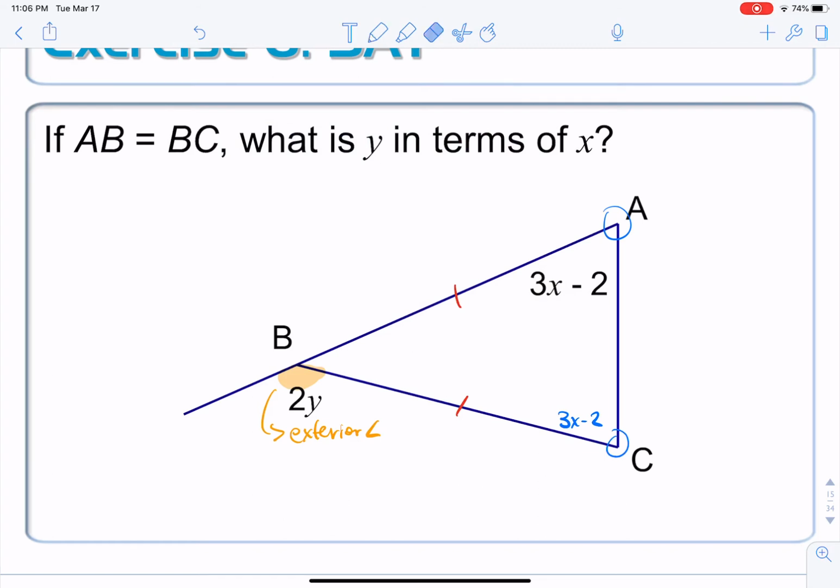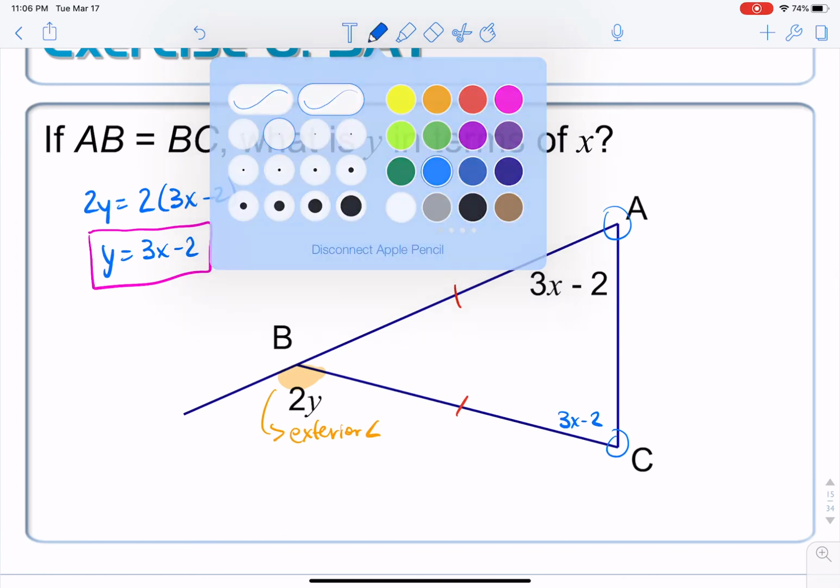In other words, 2y should be equal to 3x minus 2. Oh, actually, it's both the same. So I'm just going to write this as 2 times 3x minus 2. I wrote it that way because now what I'm going to do is just divide both sides by 2 and get my final answer as y is equal to 3x minus 2, and be done with it. That's it. We've got y in terms of x. Y is equal to 3x minus 2.